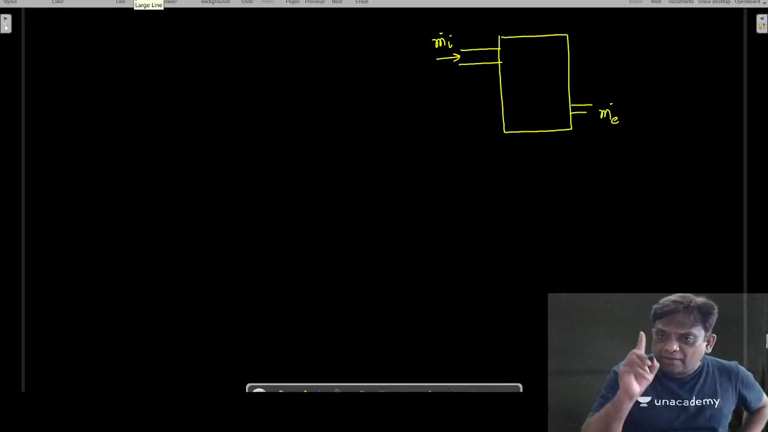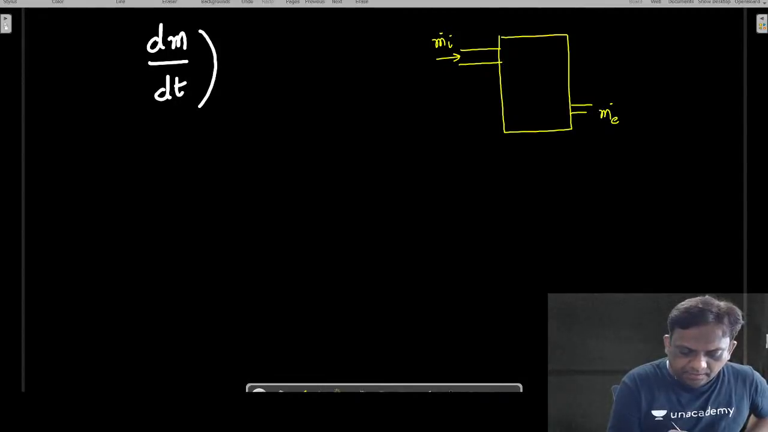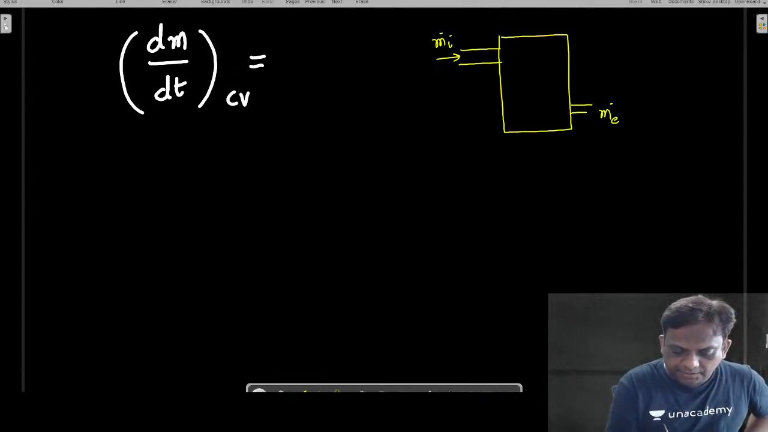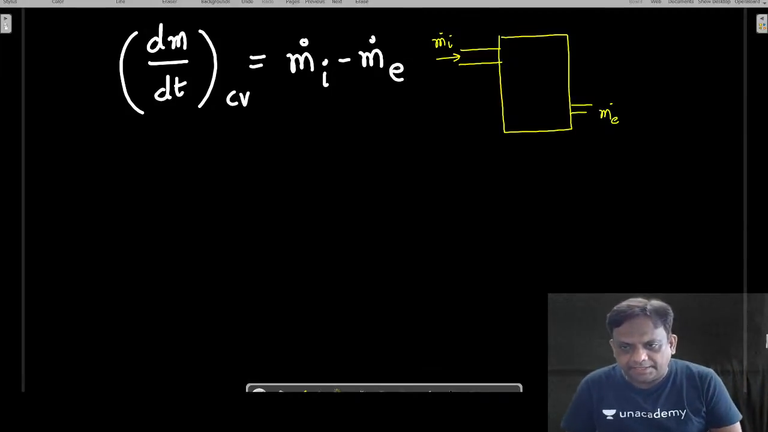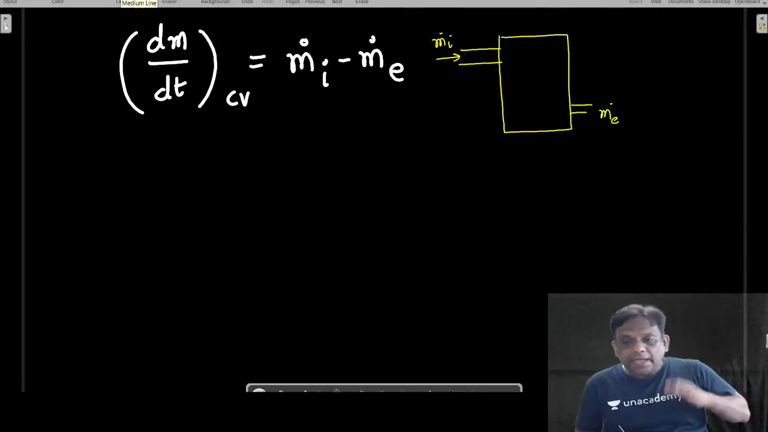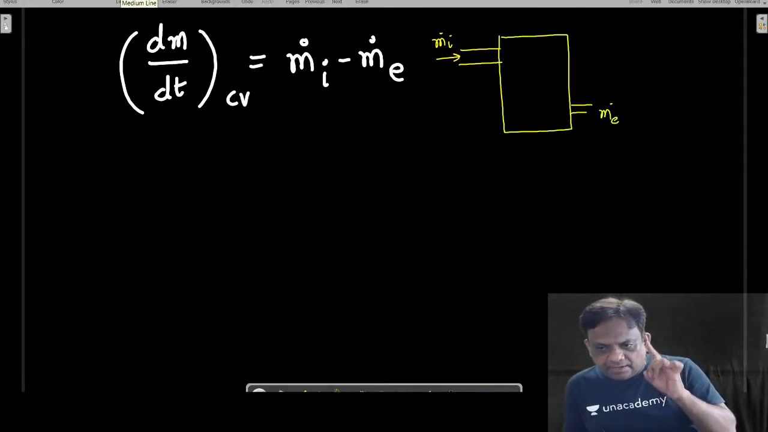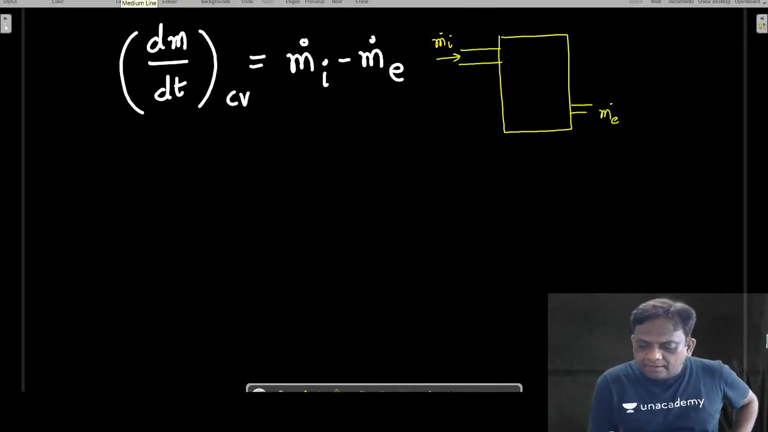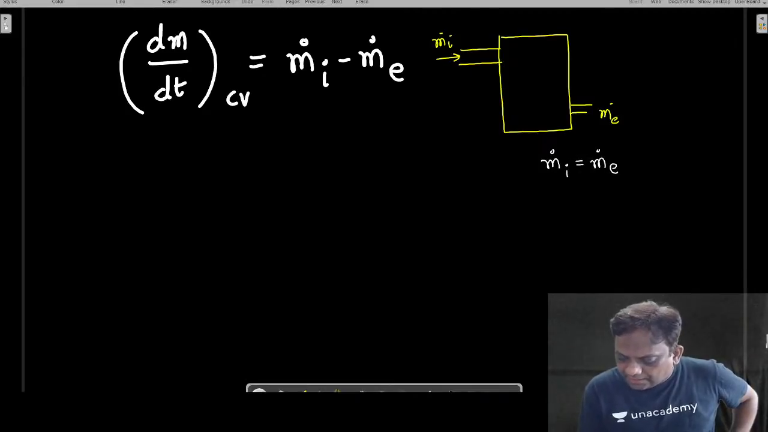White is okay. My first equation is dm by dt in the control volume is equal to m dot I minus m dot E. Is it clear? dm by dt in the control volume is equal to m dot I minus m dot E. The first question. Look carefully. Here m dot I is equal to m dot E.